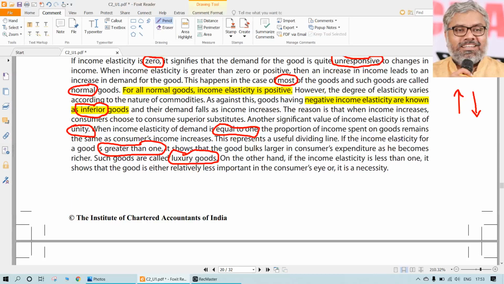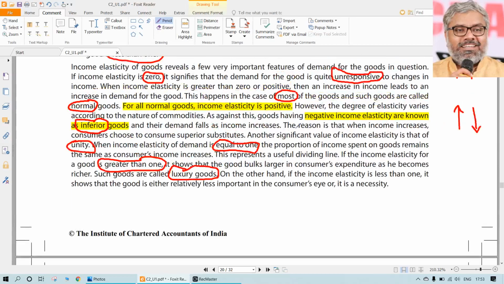Inferior goods will have less than 0 income elasticity. That is negative. Normal goods will generally have somewhere more than 0 but less than 1, or maybe more than 1 also sometimes. Mostly more than 0 but less than 1. That is normal goods. However, certain goods will not have any response at all. Those are called 0 income elasticity.